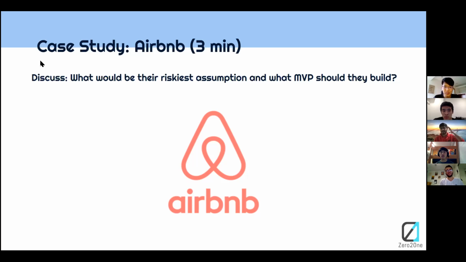How about the next group? Margie's group, is it? Oh, yeah, Marjorie's group.